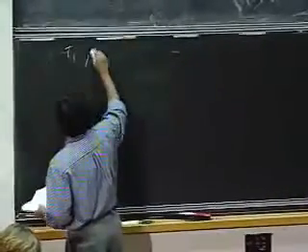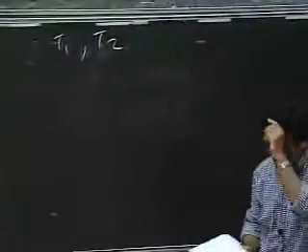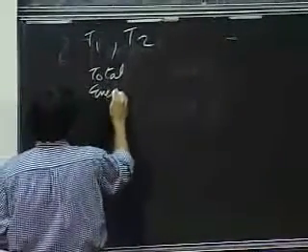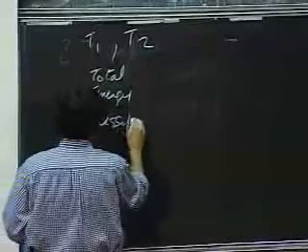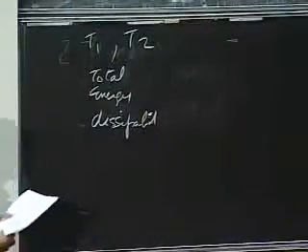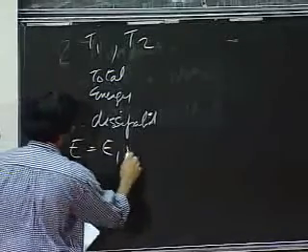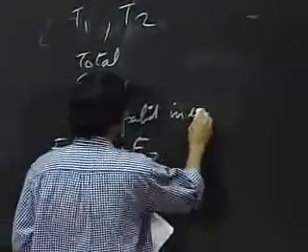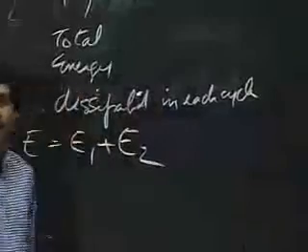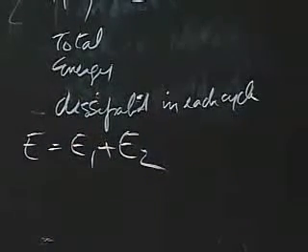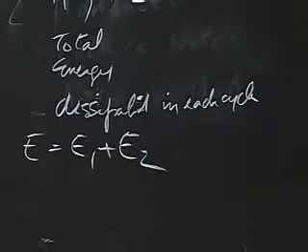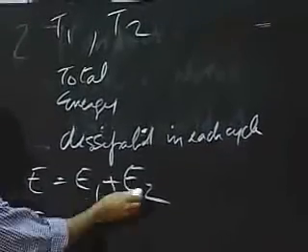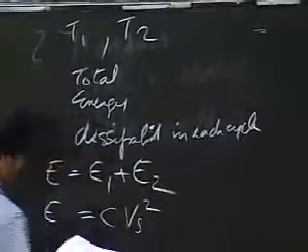So let's put T1 and T2 together and look at the total energy dissipated. E is simply E1 plus E2, dissipated in each cycle, assuming T1 and T2 are much larger than the respective time constants. I know that each is half CVs squared, so this is simply CVs squared.